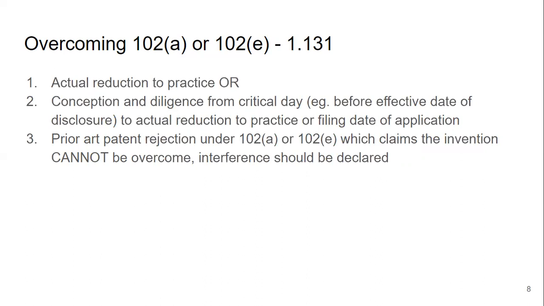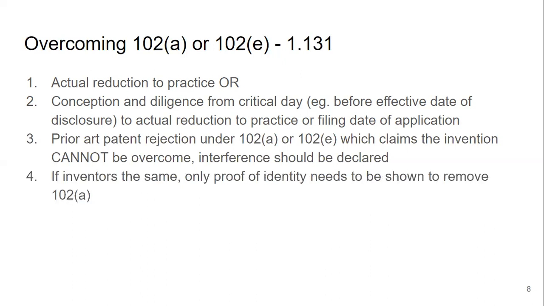So if it is a rejection which identically claims it, then you can't just file an affidavit saying we did actually reduce it to practice, because if it actually claims it, that means there would be two of the same patent out there. And so in that case, an interference should be declared. Then if the inventors are the same, only proof of identity needs to be shown to remove. So if they are exactly the same, proof of identity needs to be shown to remove the 102(a) rejection.